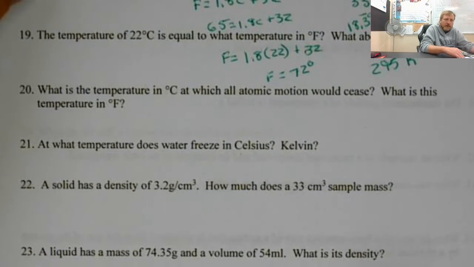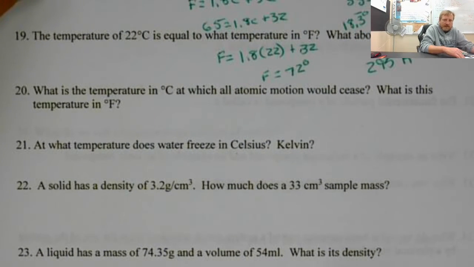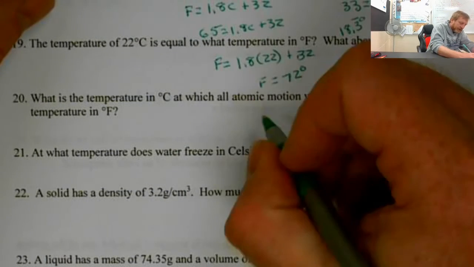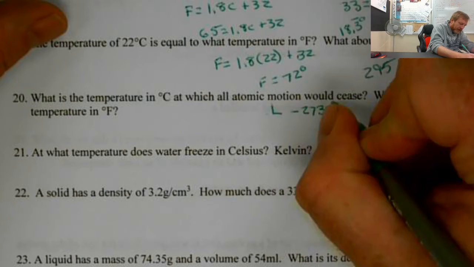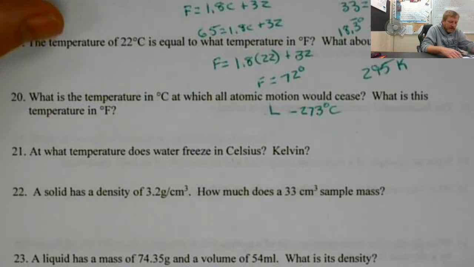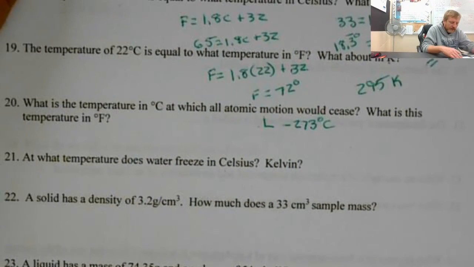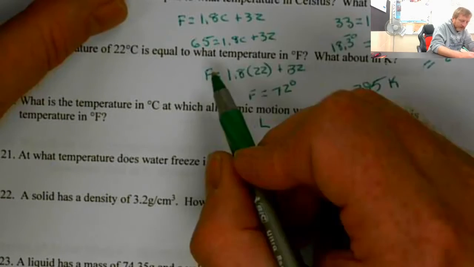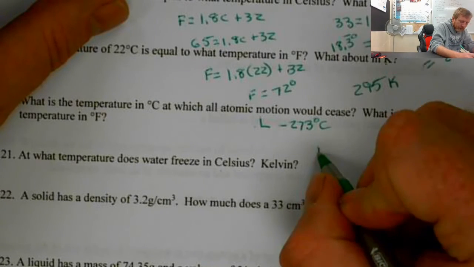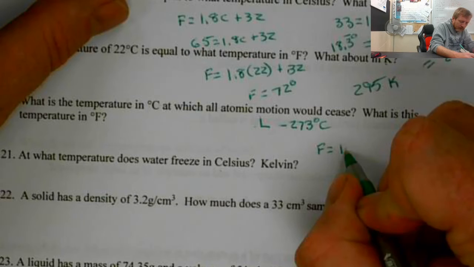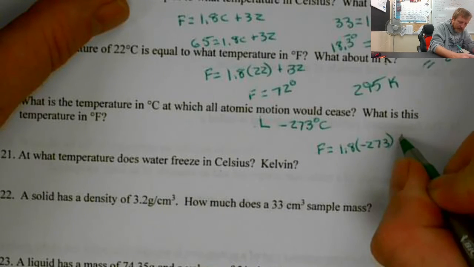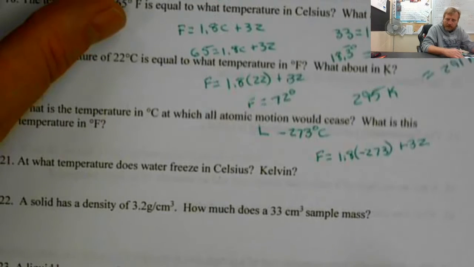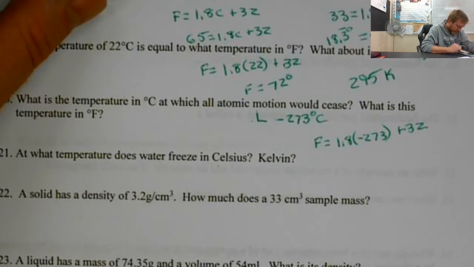What is the temperature in Celsius at which all atomic motion would cease? That is absolute zero, negative 273 degrees Celsius. What is that temperature in Fahrenheit? So we're just going to go ahead and stick that back in our formula. Fahrenheit equals 1.8 times negative 273 plus 32. And again, just punch that through a calculator.